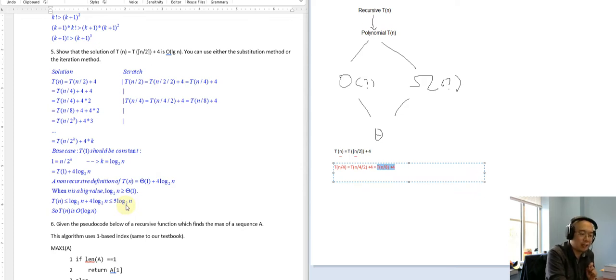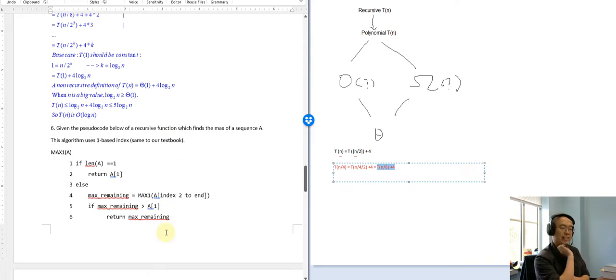So what I want to prove is, after a certain value, for example n is 5, this Tn, which is a constant time plus 4 log 2n, is going to be smaller than 5 log 2n. So I'm trying to find an upper bound of this Tn so that I can say, okay, this Tn is an O(log n) algorithm. Okay? So the next part, question 6.